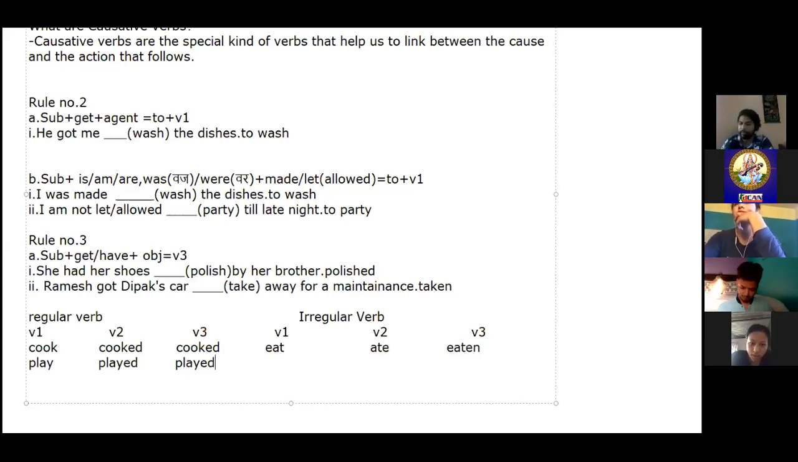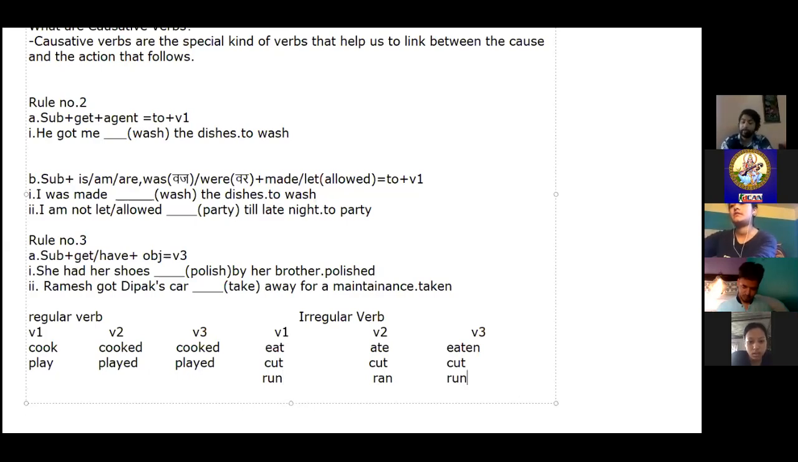Eaten. Something different. It's like cut becoming cut, why does it become cut? It's very unusual, right? Bizarre, exactly cut. There are lots of such words, right? Just think: run, ran, run.